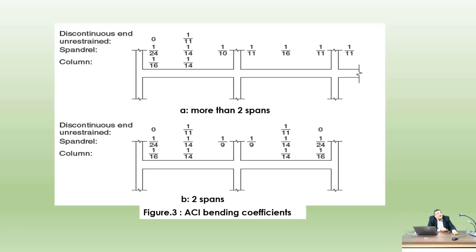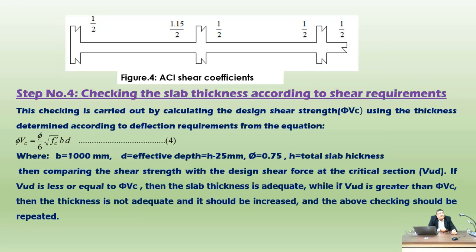The first row is for unrestrained support, like brick walls. The second row is for spandrel beam. The third row is for column. Figure number 4 represents the ACI shear coefficients at the face of supports.